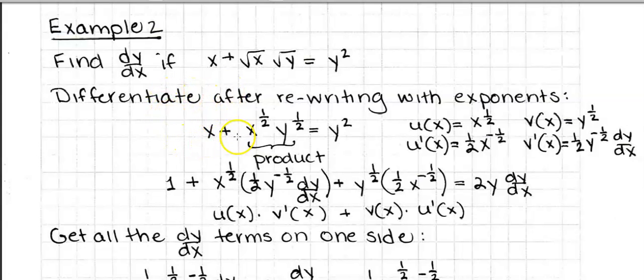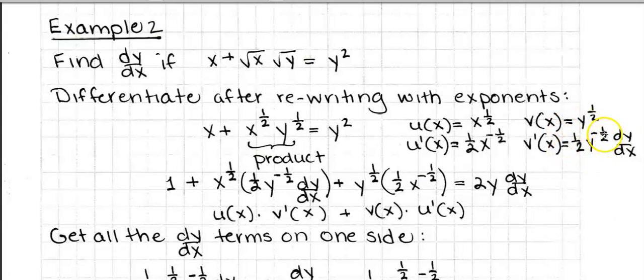So here we have x plus x to the 1/2, y to the 1/2 equals y squared. And again, we notice since x and y are multiplied in this term here, we need to use the product rule on it. Okay, so over here I have a product rule laid out for this term. u of x is x to the 1/2, v of x is y to the 1/2. If you differentiate both of these, remember, bring down the 1/2, subtract 1 from the exponent, bring down the 1/2, subtract 1 from the exponent.